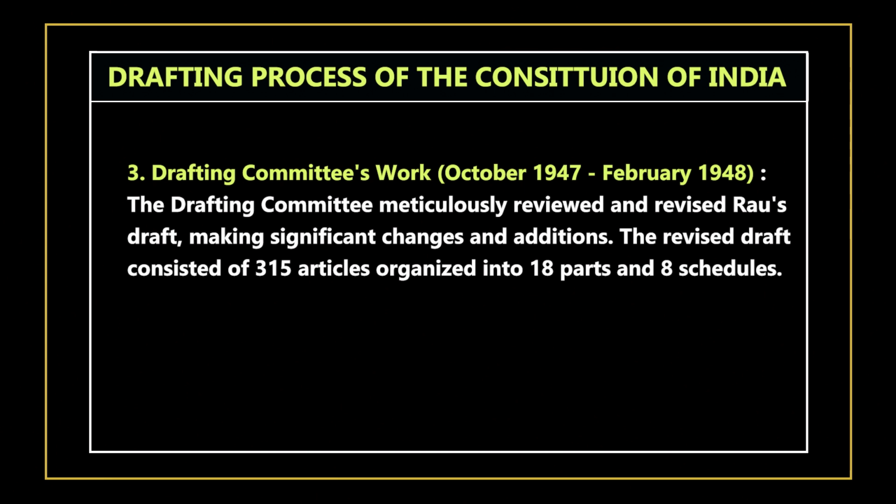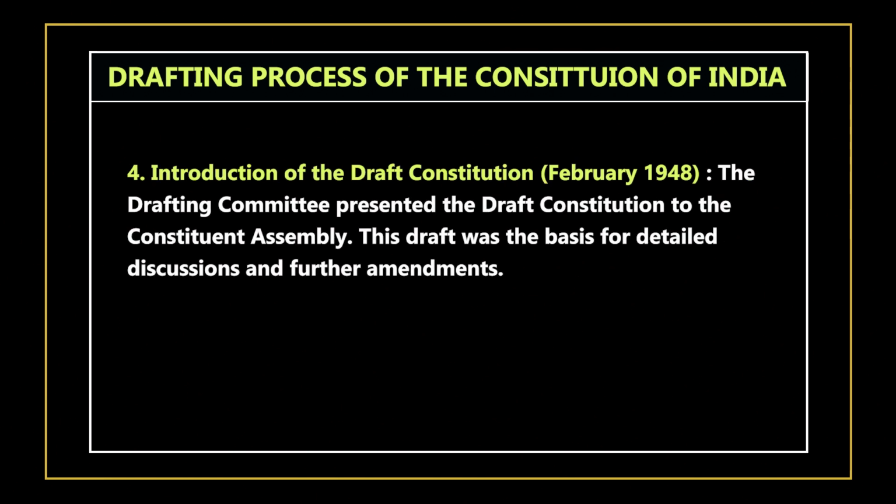The revised draft consists of 315 articles organized into 18 parts and its schedules. Fourth is the Introduction of the Draft Constitution, February 1948. The Drafting Committee presented the draft constitution to the Constituent Assembly. This draft was the basis for detailed discussions and further amendments.